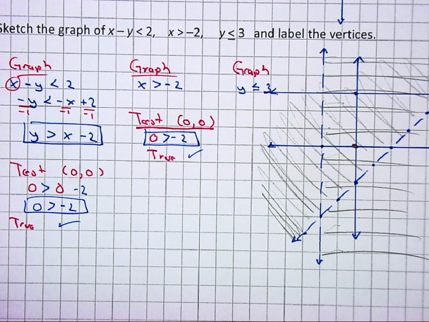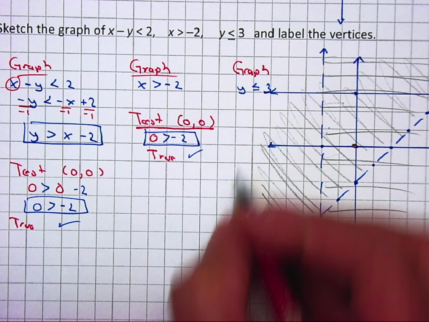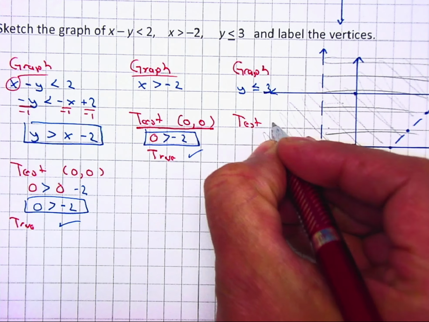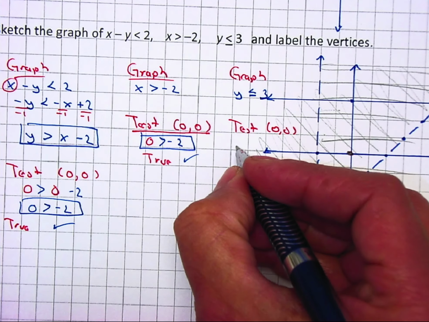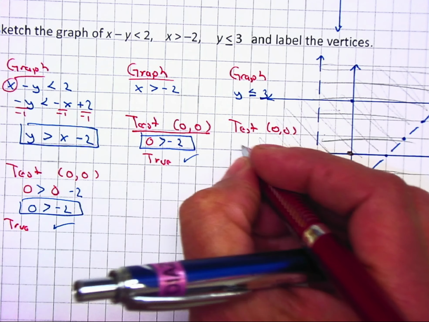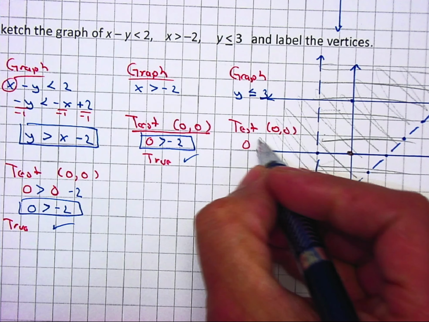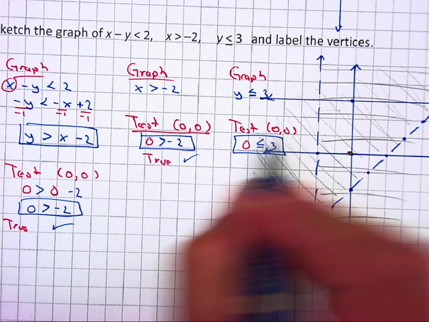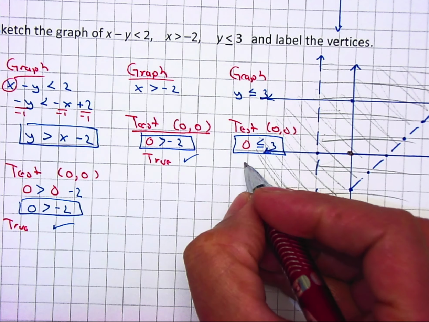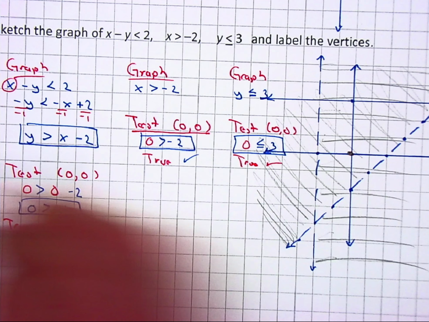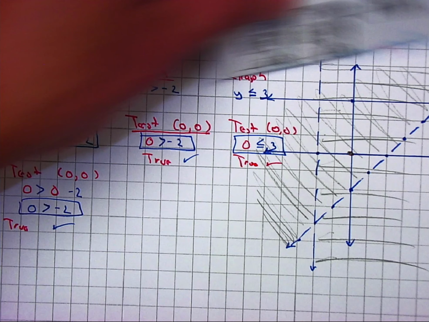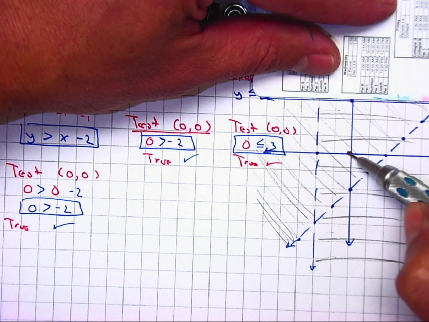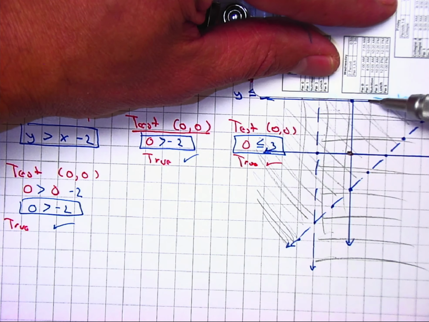And I need to be able to decide which side to shade. So I'm going to test a point once again. I'm going to test 0, 0. So 0 is less than or equal to 3. And that's also true. So therefore, I need to shade the lower side. 0, 0 is the solution, so I'm going to shade this side.